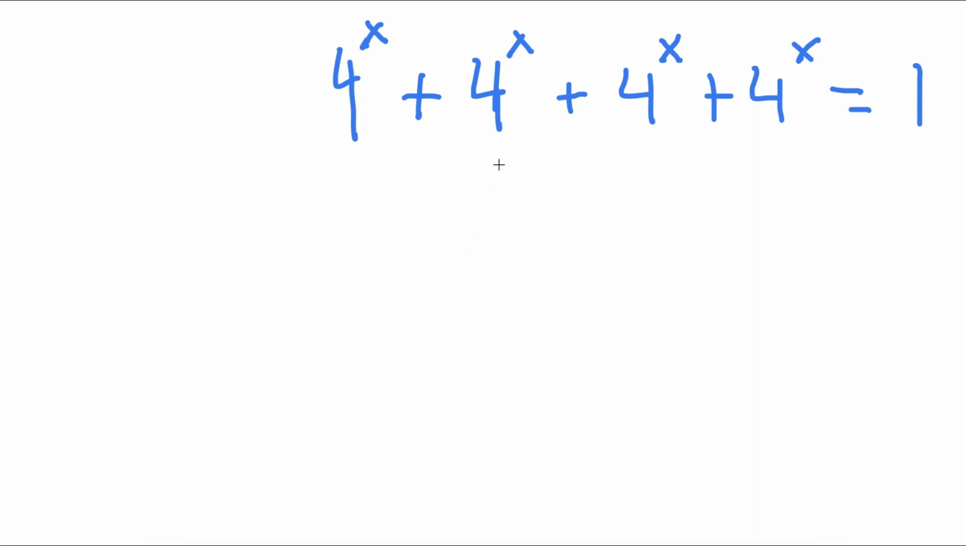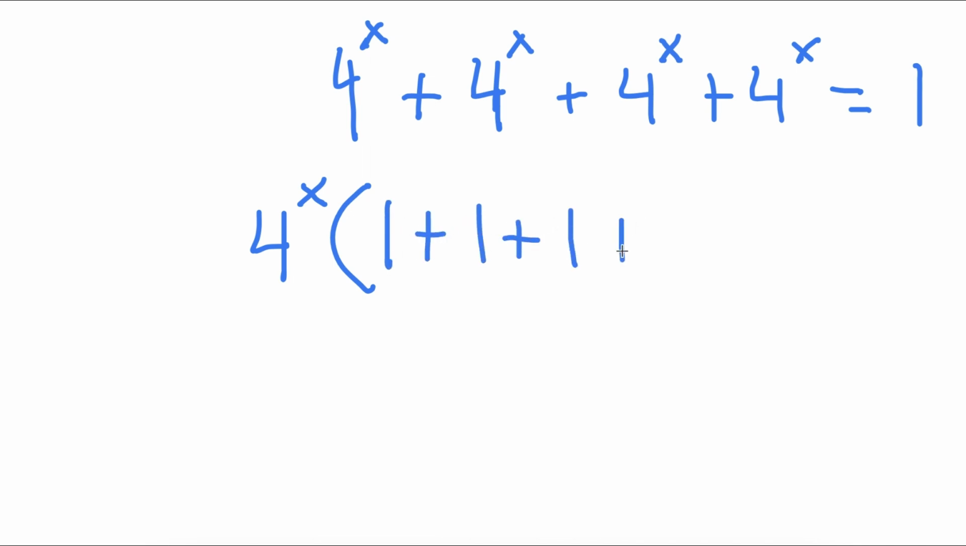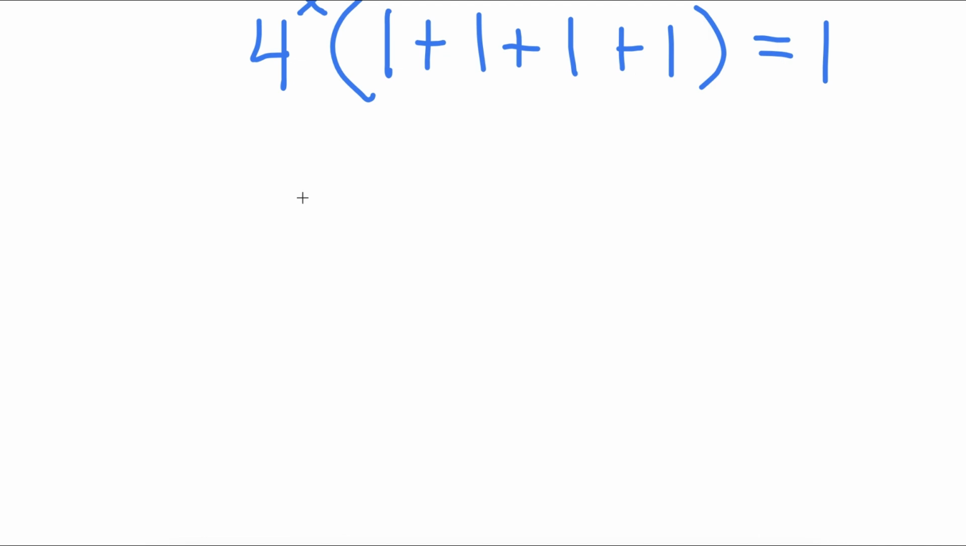All right, so in this problem, I have 4 to the power of x plus 4 to the power of x plus 4 to the power of x is equal to 1. So the first thing I'm going to do is I'm going to factor out 4 to the power of x. So now I have 4 to the power of x times 1 plus 1 plus 1 plus 1 is equal to 1. Now, if I simplify what's in the parentheses here, I get 4. So now I have 4 to the power of x times 4 is equal to 1.